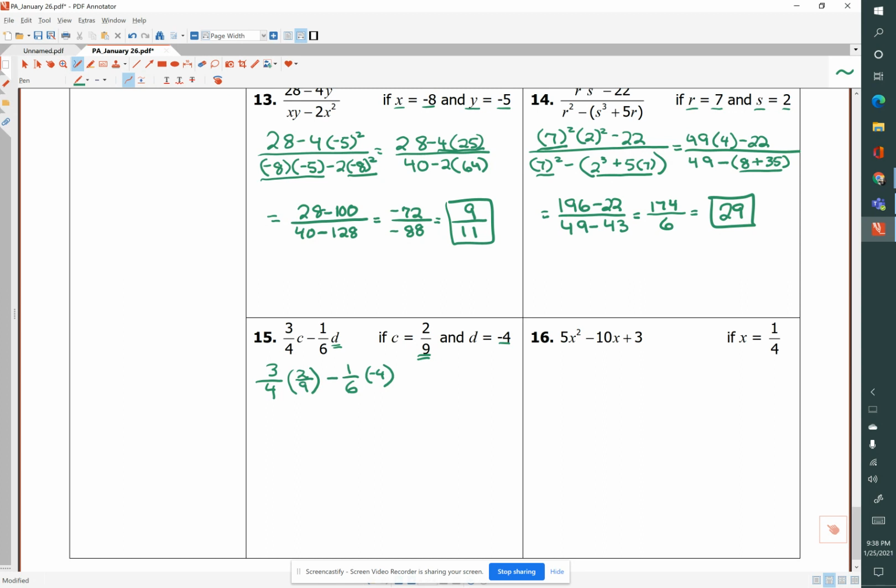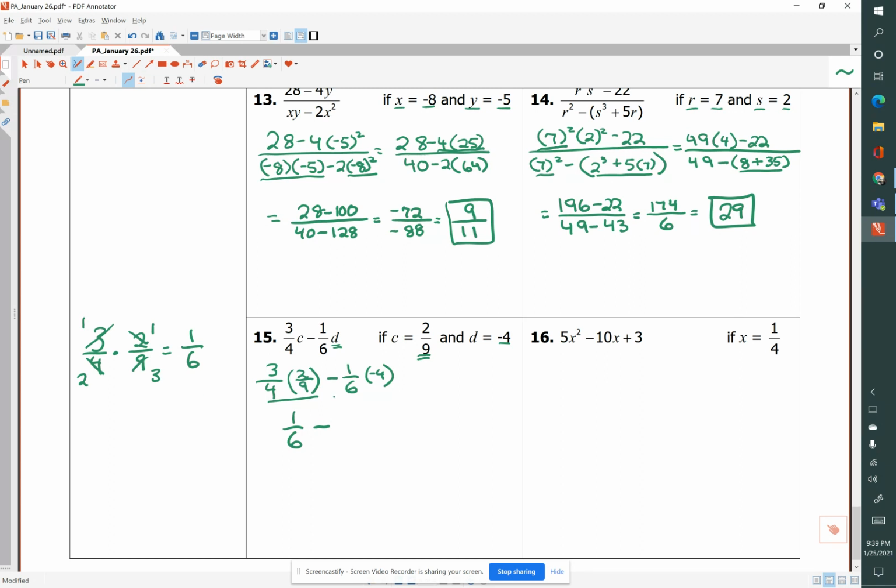Okay, first thing we need to work with is this 3/4 times 2/9. I'm going to bring it over here. 3/4 times 2/9. Now 2 goes into itself 1 time. It goes into 4 2 times. 3 goes into itself 1 time and into 9 3 times, which equals 1/6. So I simplified that right away.